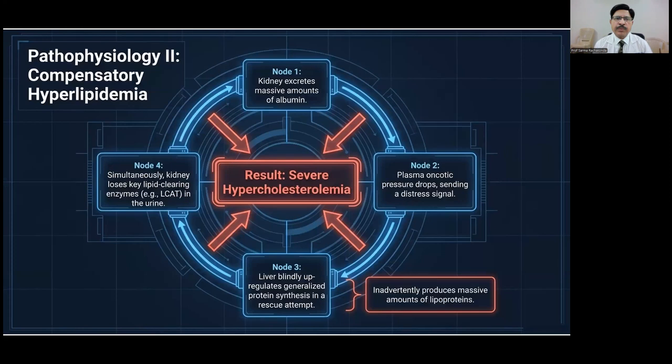Now, what are the pathophysiology nodes? Node 1: the kidney excretes massive amounts of albumin, plasma oncotic pressure drops, sending a distress signal, and the liver understands there is a necessity to synthesize proteins. It blindly upregulates all the proteins, so much so that lipoproteins are also upregulated. Node 2: the kidney simultaneously loses a key lipid clearing enzyme, particularly LCAT. With LCAT absent, the lipoproteins are not cleared from the system. So this results in severe hypercholesterolemia. This we have already understood.